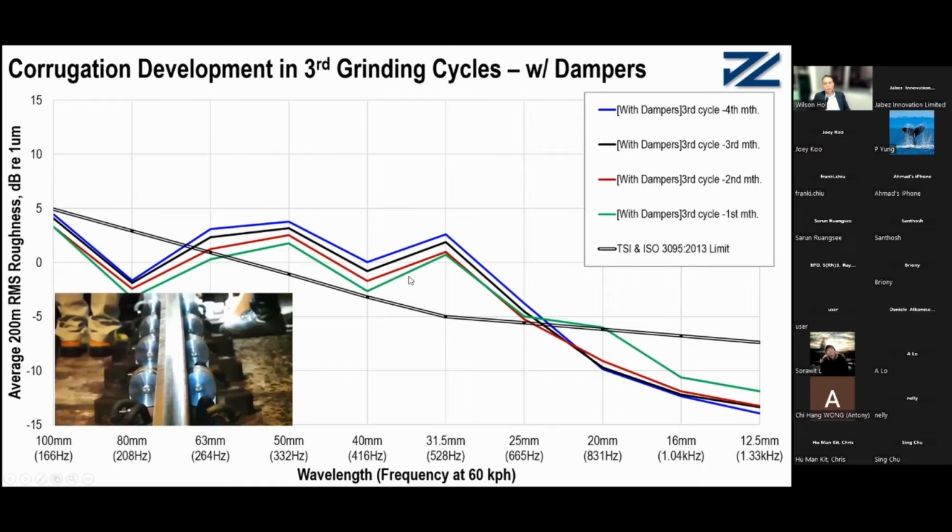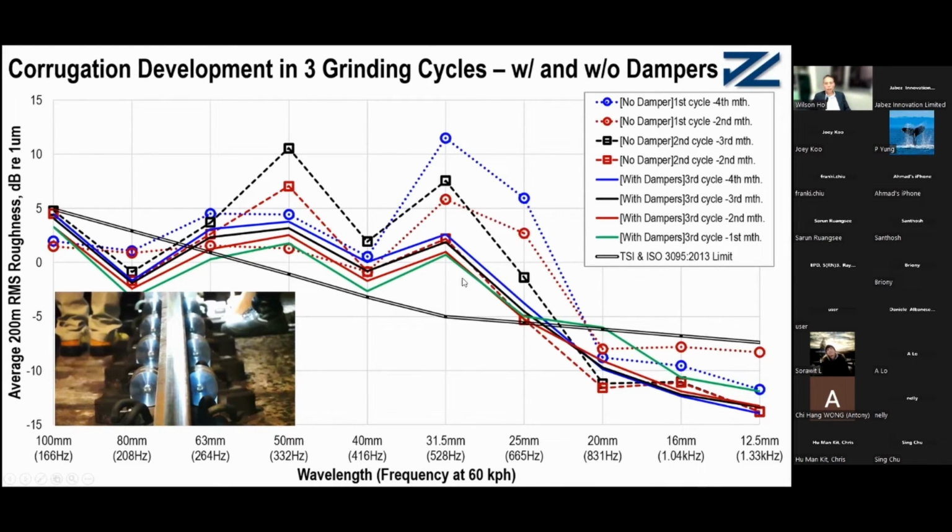With the damper, the green line is the 1st month, the red line the 2nd month, the red line the 3rd month, and the blue line is the 4th month. We can see that the growth is very slow with the damper, although it's still exceeding the TSI limit. Comparing the 4-month growth from the green line to the blue line, it is growing very slowly. Without the damper, the growth is very fast.